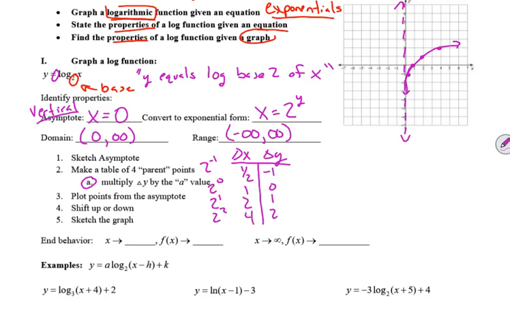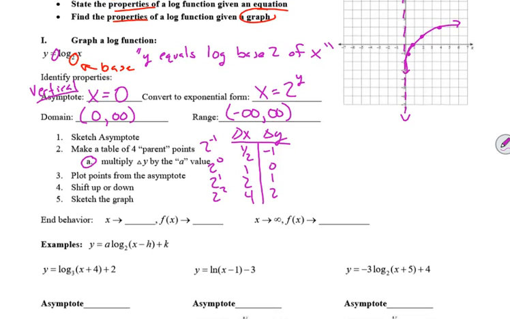You want to be careful again. This graph should not cross the asymptote. Vertical asymptotes do not get crossed. So don't make your graph go over it, or we'll take points away. You must demonstrate you understand that. So after I plot the points, I would shift up or down. There was no shift up and down going on, so that's my graph, all right? And that's the basic log graph.